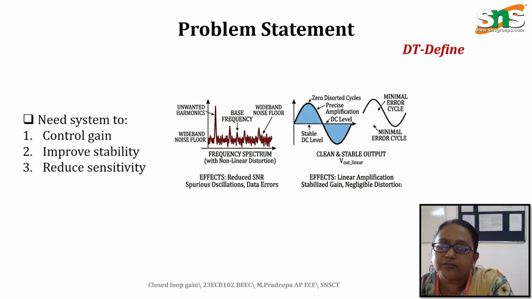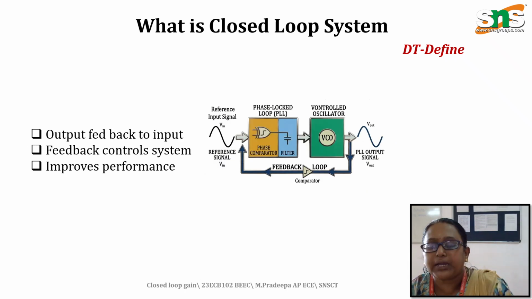So here is how we need the system. We have to build a system based upon the problem statement, how we have to calculate the gain, how we have to maintain the stability, and because of the stability, how the system maintains reliability. This is the concept that goes with the topic of closed loop gain.